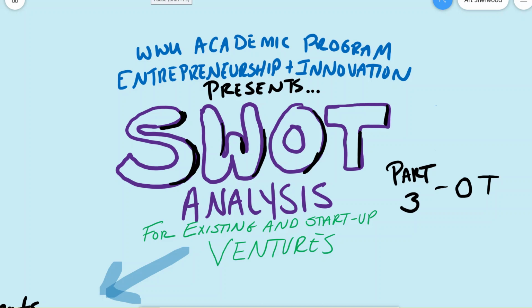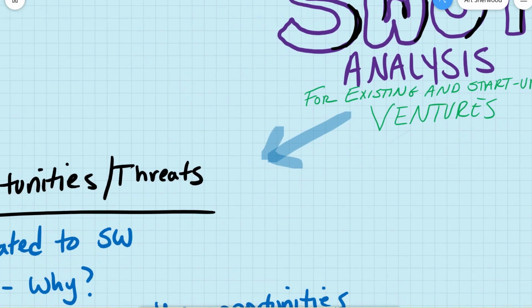Hello, everyone. Digress here. Part 3 of the SWOT analysis for existing and startup ventures, where we're going to focus on opportunities and threats, relate it back to strengths and weaknesses, and how we're doing all of our different types of conclusions and recommendations. So let's take a look.